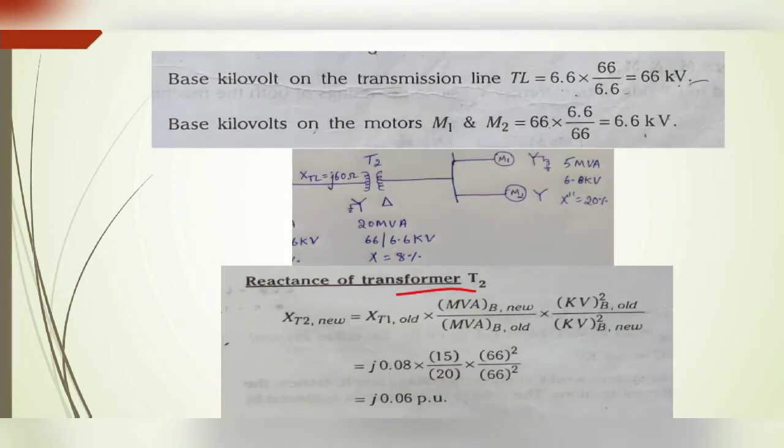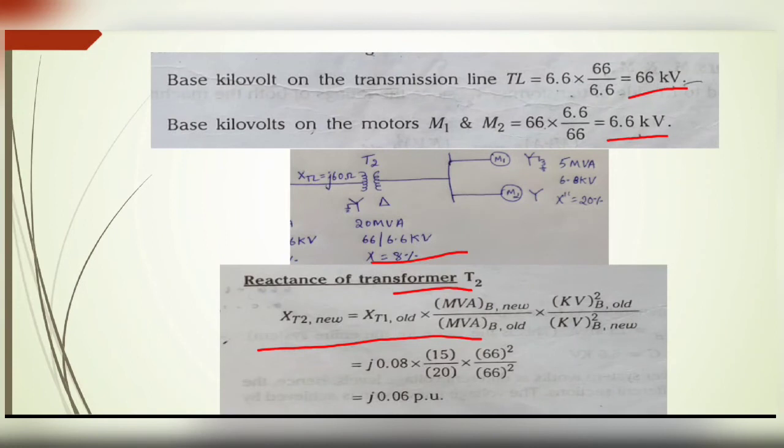Reactance of transformer T2. Base kilovolt on transmission line is 66 kilovolt. Base kilovolt on motors is 6.6 kilovolt. These are the old values of transformer T2. The formula for XT2 pu new is equal to XT2 old into MVA base new divided by MVA base old into KVB square old divided by KVB square new.